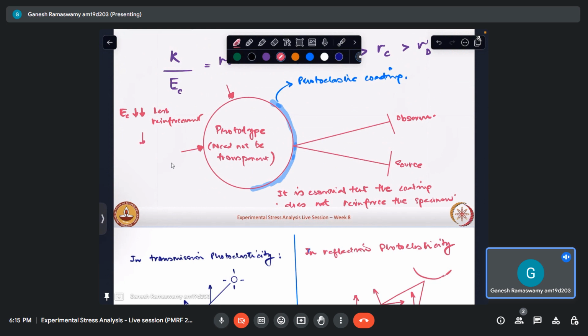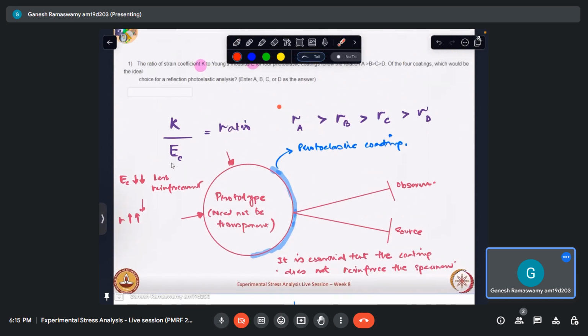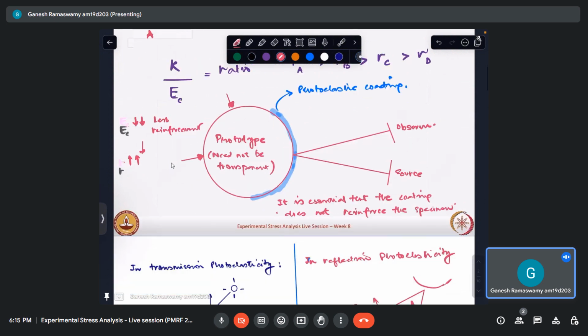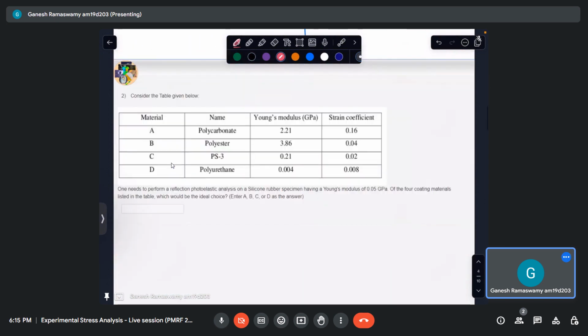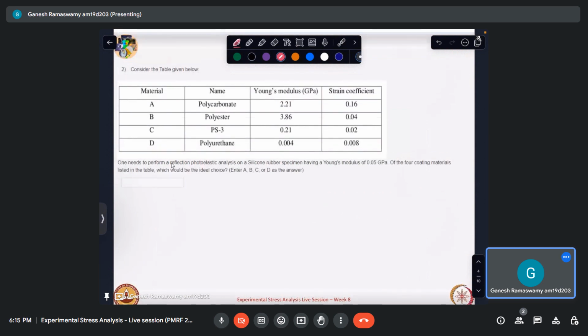So this implies that R must be more. And we can see from here, out of these four, that R is maximum for A. Hence, we will go with the coating A. So I hope that is clear. So let us move on to this question.